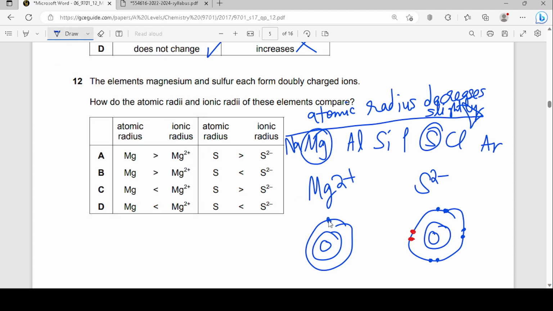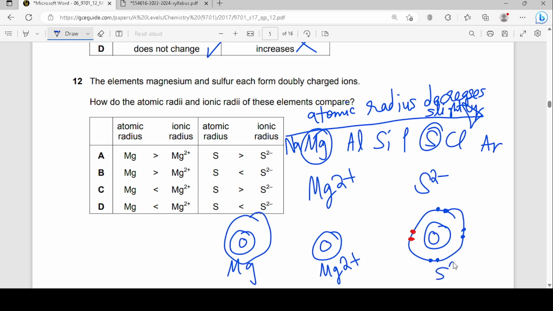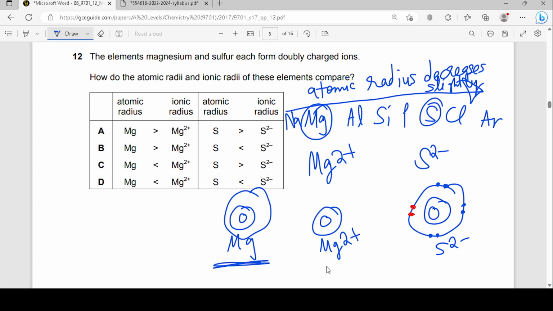Whereas for Mg2+, what happens is that this is Mg, magnesium. But when Mg2+ is formed, magnesium loses its two valence electrons. So now it just has two shells, right? So Mg2+ has only two shells, whereas Mg has three shells. Obviously that's not a very good drawing, but it's hard to draw concentric circles. But anyways, the point is that Mg has three occupied shells, whereas Mg2+ only has two. So the magnesium atom has a greater radius than the magnesium ion.